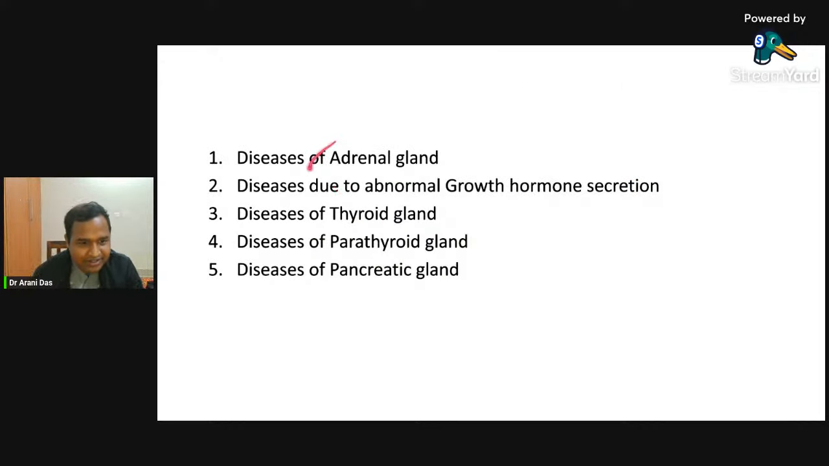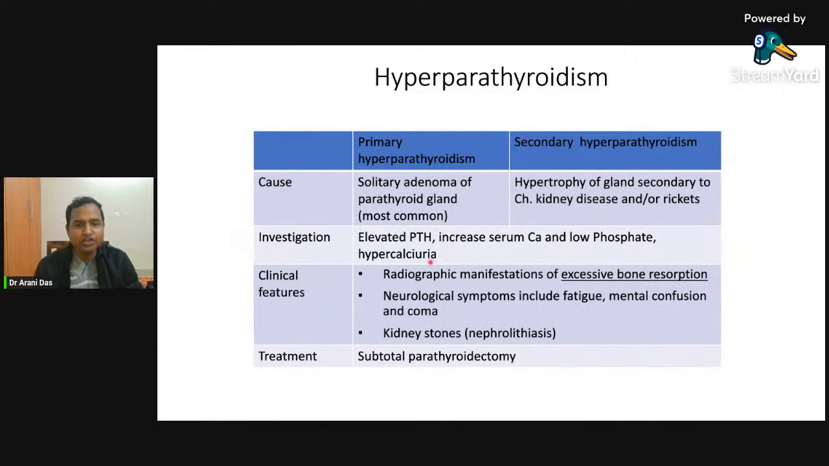So we have completed the third disease group, the diseases of the thyroid gland. Next, diseases of the parathyroid gland. The parathyroid gland is closely opposed to the thyroid gland, and it regulates calcium homeostasis through parathyroid hormone. So what happens if parathyroid hormone is in excess? The condition is called primary hyperparathyroidism or secondary hyperparathyroidism. A solitary adenoma, a benign tumor of the parathyroid gland, is the most common cause of hyperparathyroidism.